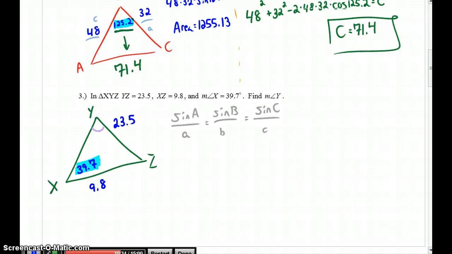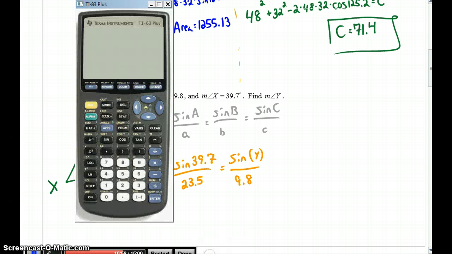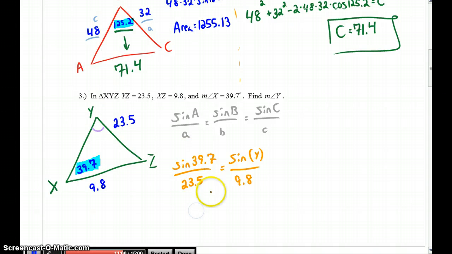So we can say the sine of an angle, 39.7, over its opposite side, 23.5, is equal to the sine of another angle, in this case y, over its opposite side, 9.8. If we multiply 9.8 to both sides, we have 9.8 sine of 39.7 over 23.5 equals the sine of y.